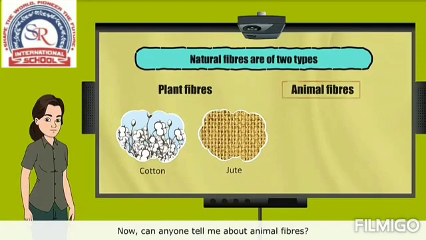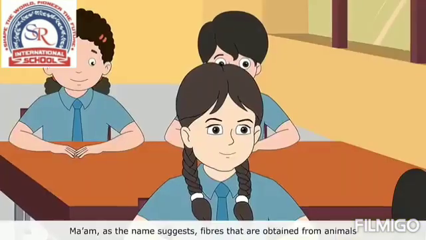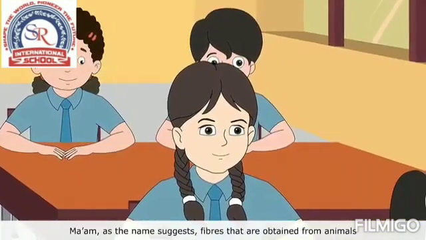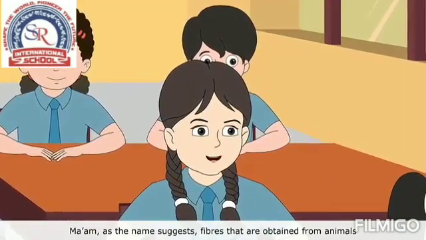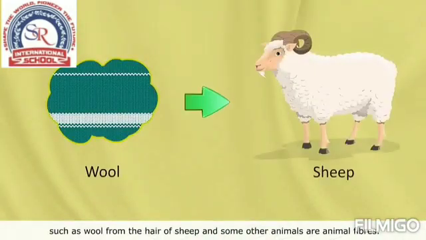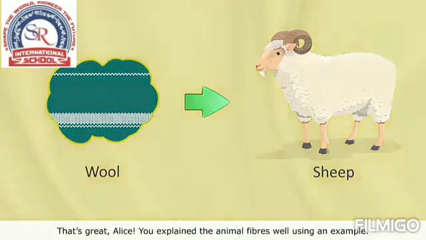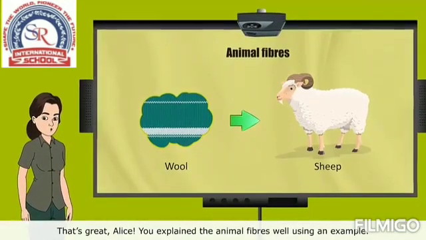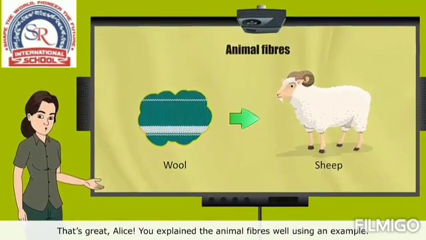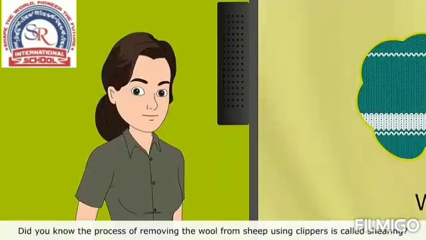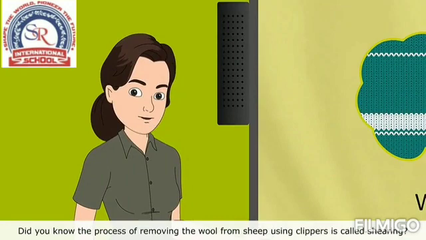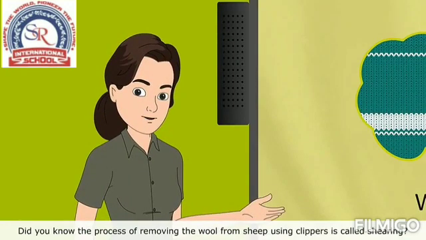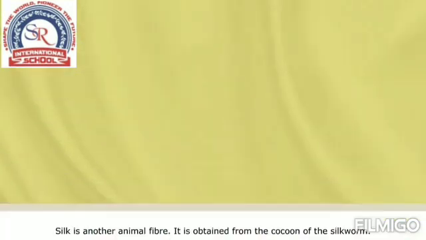Now, can anyone tell me about animal fibers? Ma'am, as the name suggests, fibers that are obtained from animals, such as wool from the hair of sheep and some other animals, are animal fibers. That's great, Alice. You explained the animal fibers well using an example. Did you know the process of removing the wool from sheep using clippers is called shearing?